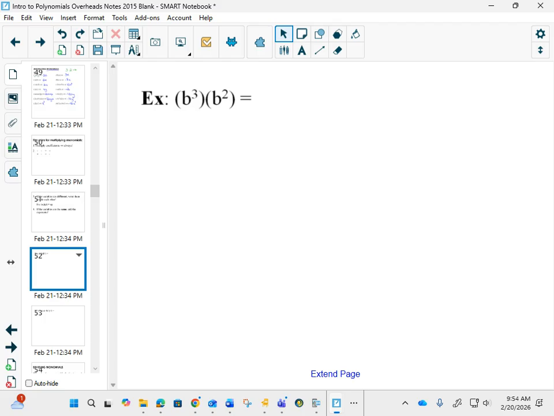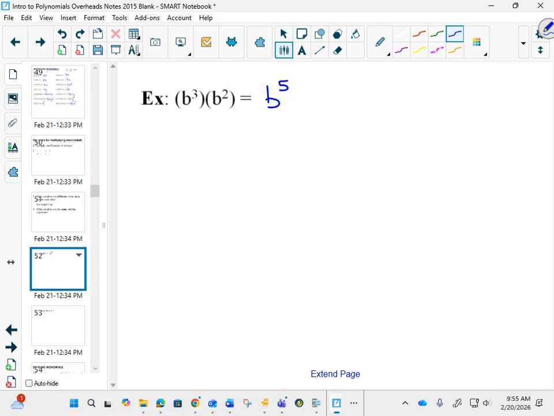Are the variables the same? No. Variables b and b. Oh, wait. They're the same. They're like terms, but now we're multiplying. Do we have numbers in front? Yes, they're ones, but 1 times 1 is going to be 1. You're going to get for this one b to the 5. This is just like our exponents unit.